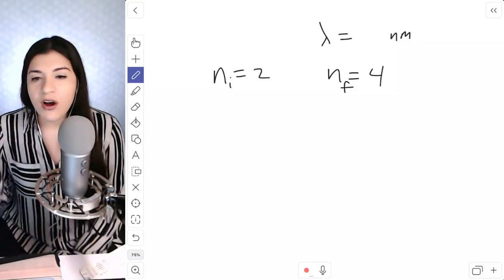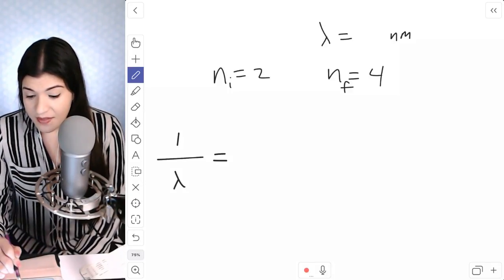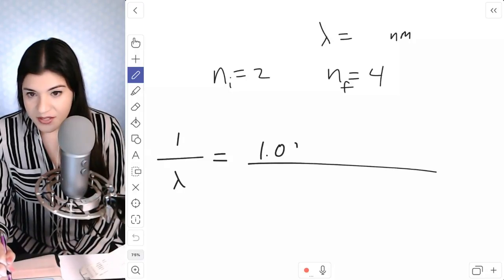So continuing with this question, our formula that we would use would be this one. This is 1 divided by our wavelength, and that's going to equal this constant.